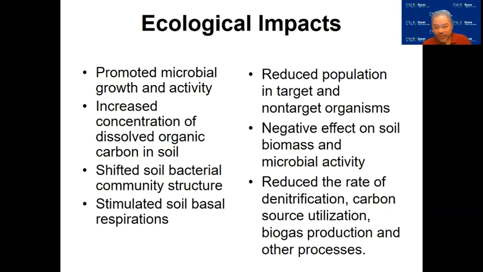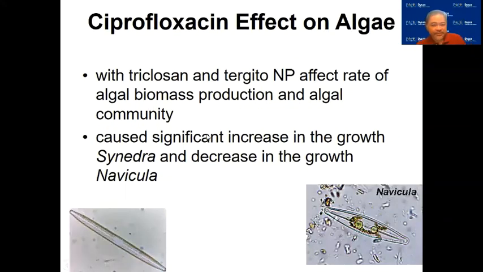For a specific effect, ciprofloxacin, a fluoroquinolone, on algae: with triclosan and tergitol NP, it affects the rate of algal biomass production and the algal community. They found that this antibiotic together with these compounds caused a significant increase in the growth of Synedra and a decrease in the growth of Navicula. These are just algae organisms.